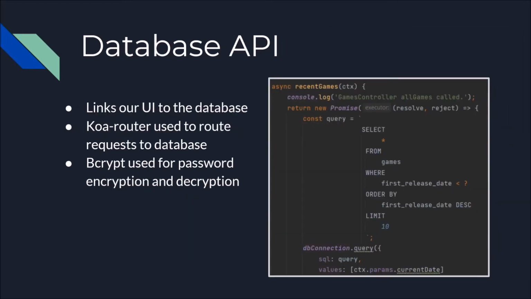For our database API, what it does is that it links the UI to our database. It uses Koa Router, which is another JavaScript library, to route requests to the database. And bcrypt is another library that we're using for password encryption and decryption.